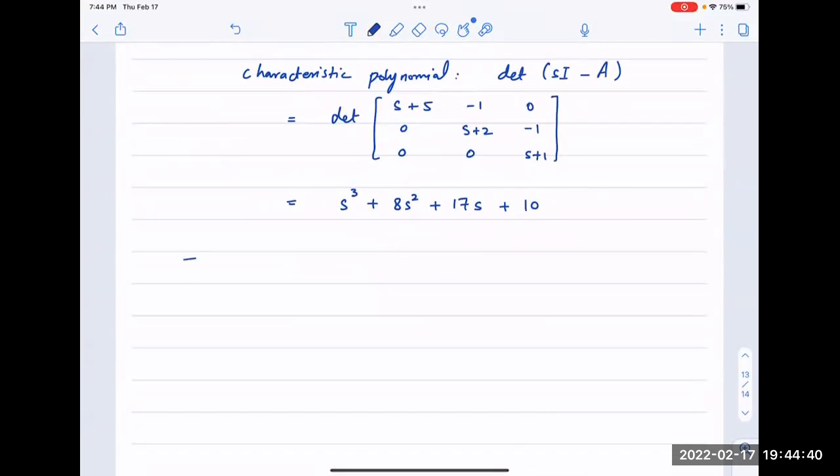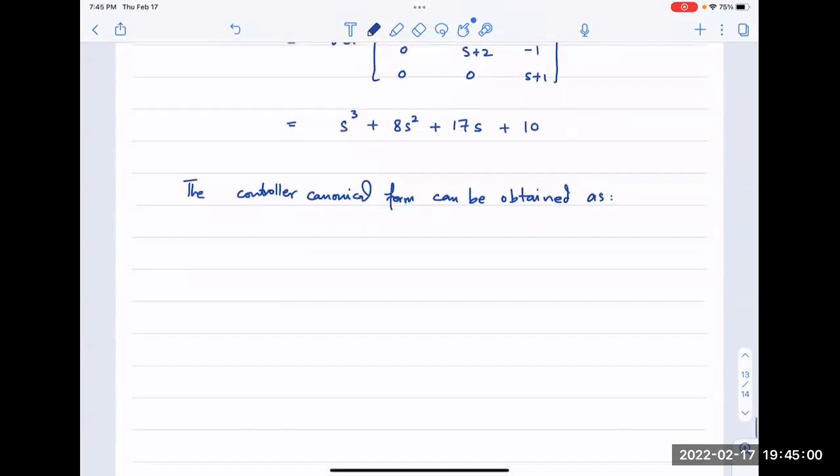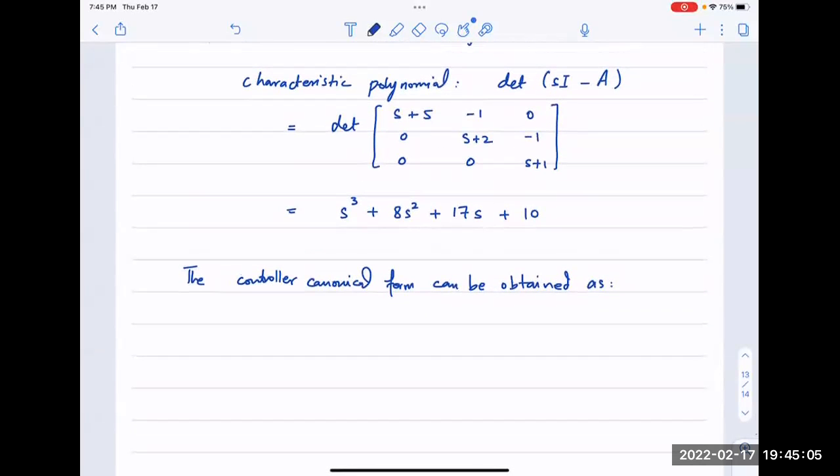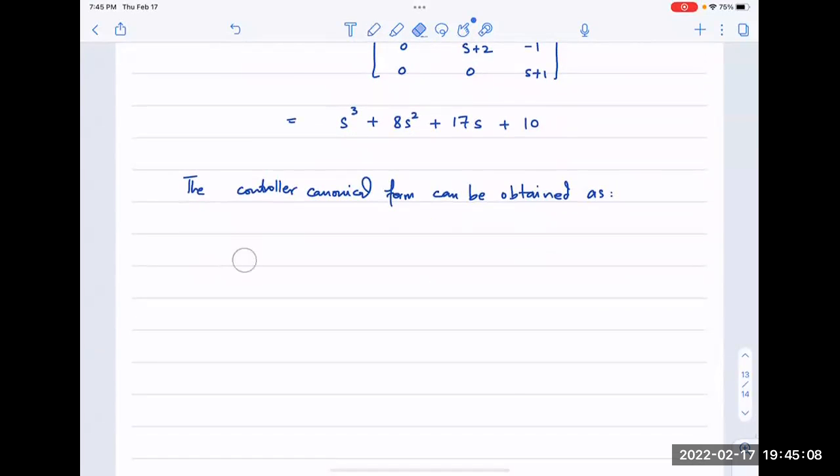So the controller canonical form can be obtained as, so I need volunteers here. Can somebody help me write the controller canonical form? I mean, I want the A bar and the B bar.